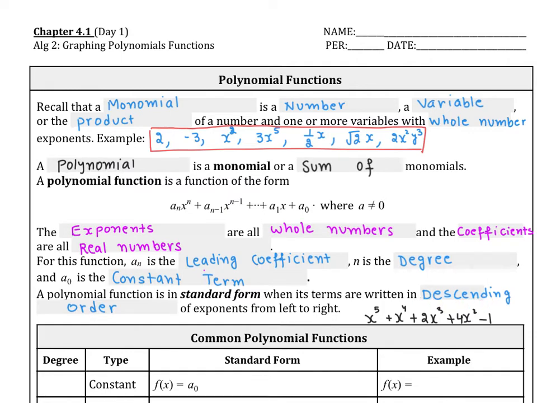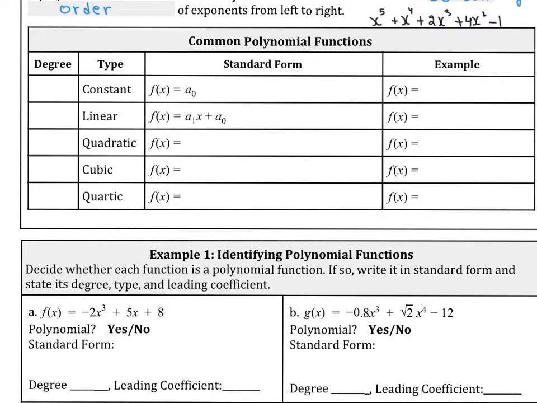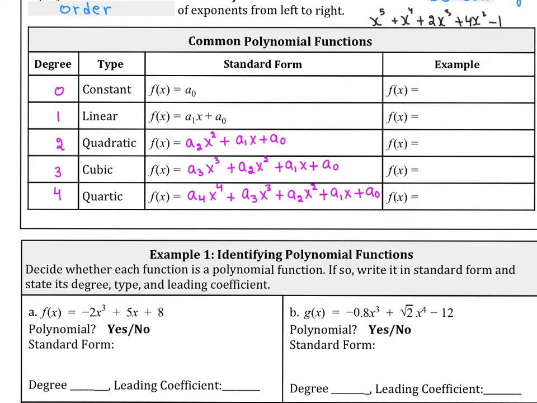call this type of polynomial standard form, starting from the highest and going down, written in descending order. Now we are going to discuss common polynomial functions. This table really helps you understand the degree, the type of polynomial, and its function. If the degree of the polynomial is 0, then it's called constant. It means there is no variable. It's just a number, a sub 0. So we can call that polynomial, for example, just a number without a variable.